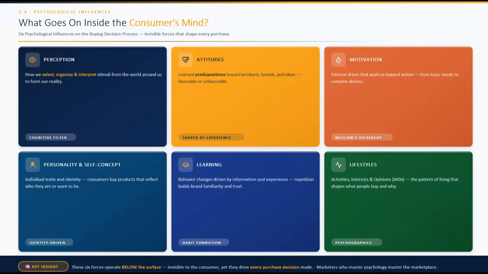Personality and self-concept, individual traits and identity. Consumers buy products that reflect who they are or want to be. Learning, behavior changes driven by information and experience. Repetition builds brand familiarity and trust. And then lifestyles, activities, interests, and opinions, AIOs, the pattern of living that shapes what people buy and why. And these are also called psychographics.